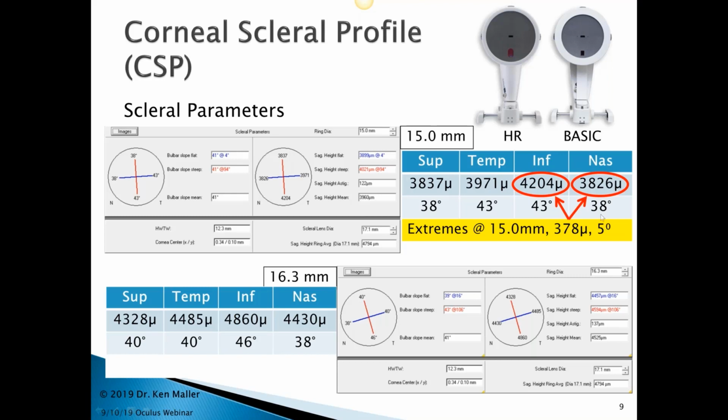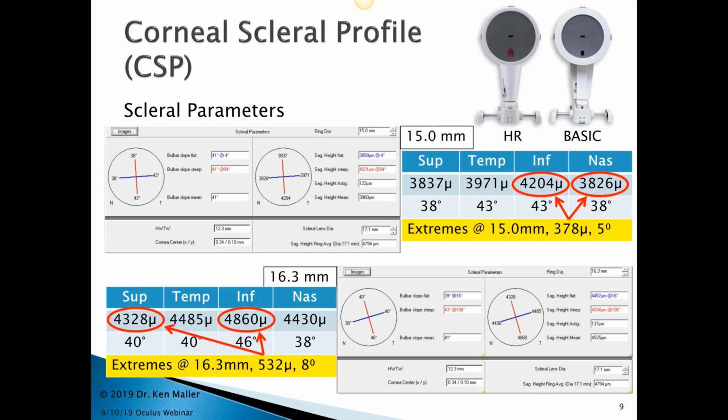Over here, you can see at the extremes, there's a difference of about 378 microns with a difference of about 5 degrees on the slope. And then over here on the 16.3, we have 532 microns of difference between the extremes. Additionally, the angle has changed as well. We now have a slope angle of 8 degrees.